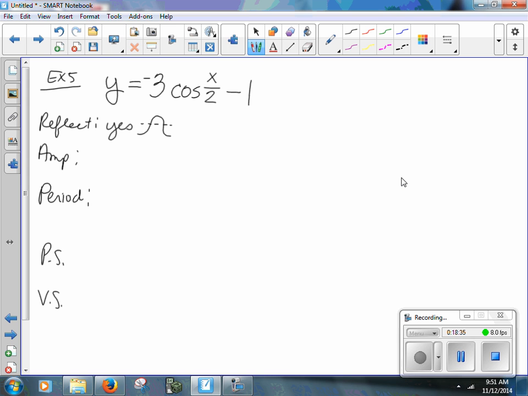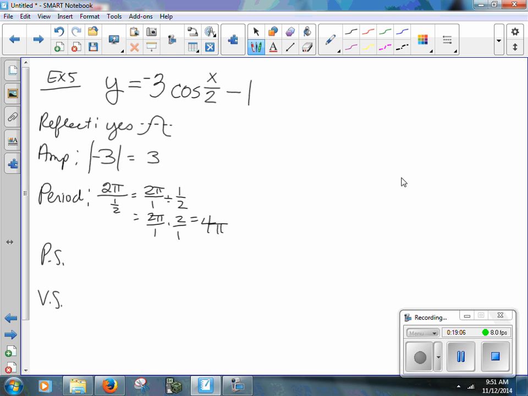Amplitude. Taylor, what'd you get for amplitude? 3. It's the absolute value of -3, which is +3. Period. Tatiana, what'd you get for that? 4 pi. 2 pi divided by what? 1/2. Y'all know I have to do it this way: divided by 1/2 is 2 pi times 2. Aha, 4 pi. I'll eventually get it. I won't get it as quickly as you, but I'll get it.